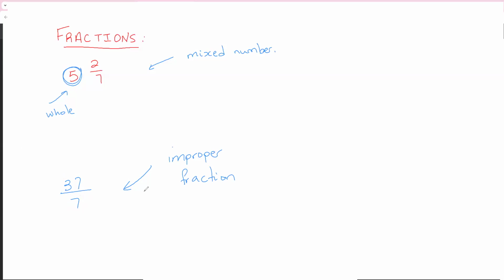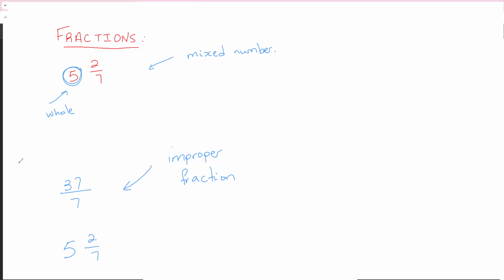Now, if I had to change this back into a mixed number, you're going to divide 7 into 37. So the denominator divided into the numerator. 7 could go into 37 5 times, right? Because 7 5s are 35. And the remainder, 35, 36, 37, is 2 over 7.